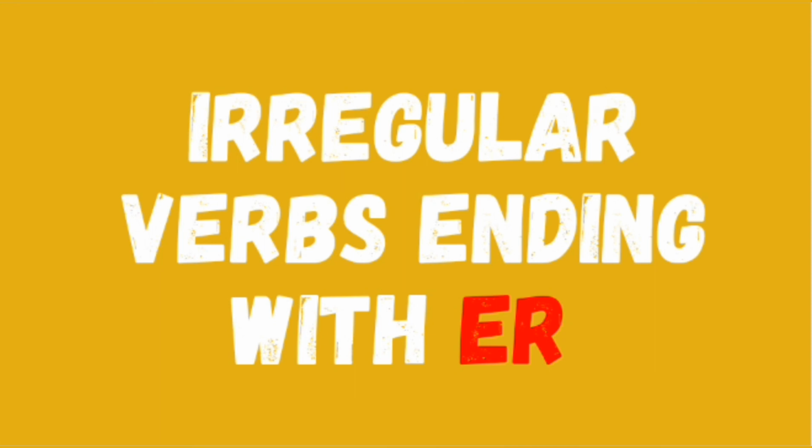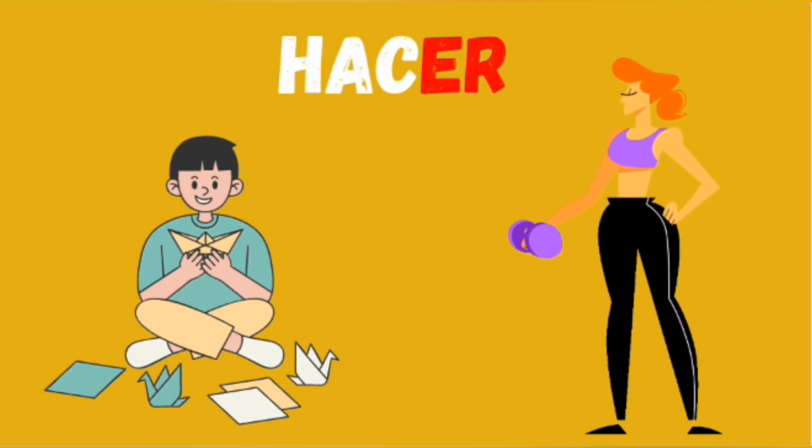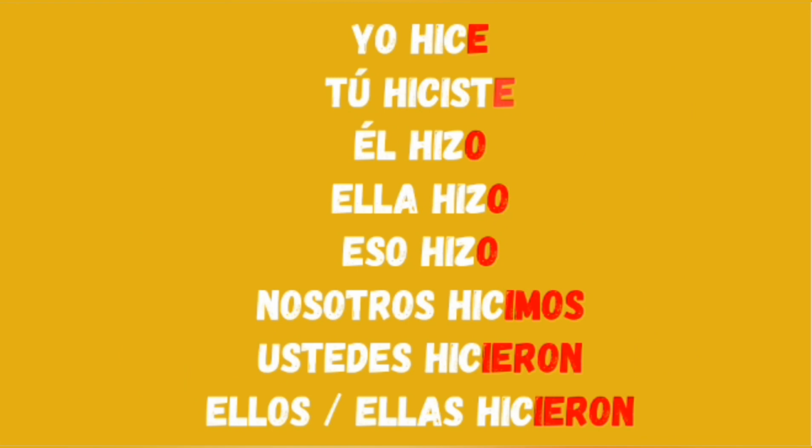Okay, let's check the first one, to make or to do. In Spanish it means hacer, to make, to do. So let's see how you have to conjugate this verb in the indefinite past. So if you want to say I did or I made, then you have to say in Spanish yo hice. Okay, as you can see, the root word is not the same in the first personal pronoun.